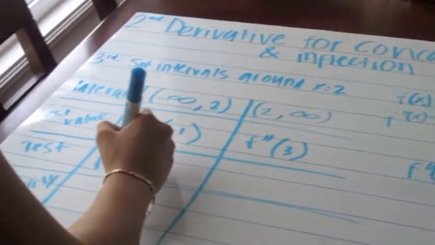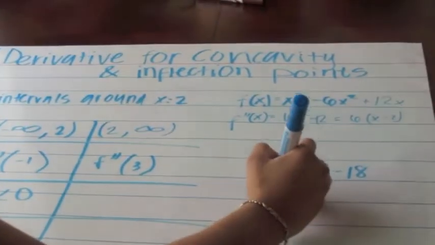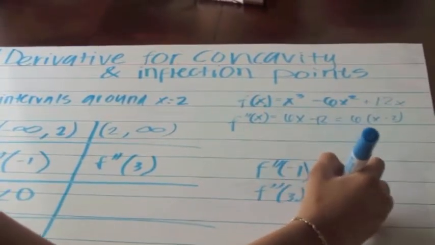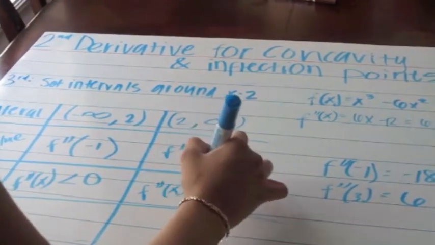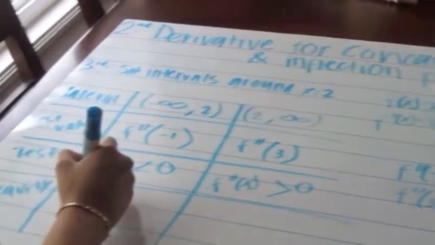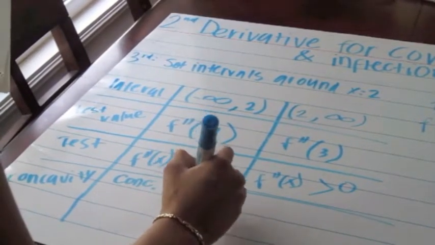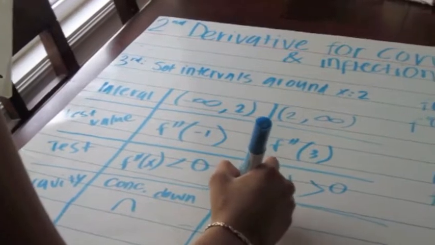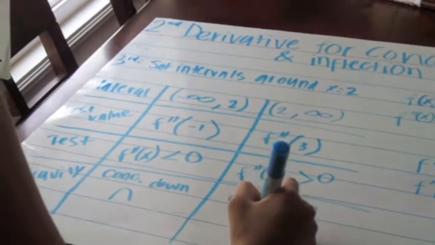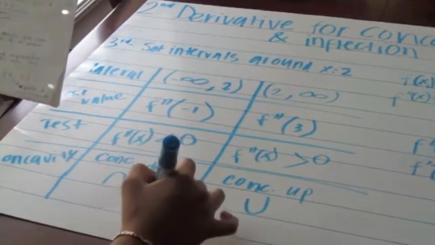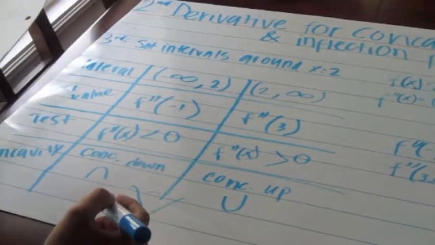Now we test for the concavity. The second derivative of negative 1 is going to equal negative 18. Therefore, the second derivative is less than 0. When we test the second derivative at x equals 3, we get 6. Therefore, the second derivative is greater than 0. This implies that on the interval from negative infinity to 2, the graph of the function is concave down, and from 2 to positive infinity, it is concave up. Because the concavity indeed does change at x equals 2, you can conclude that x equals 2 is going to be the x value for the point of inflection.